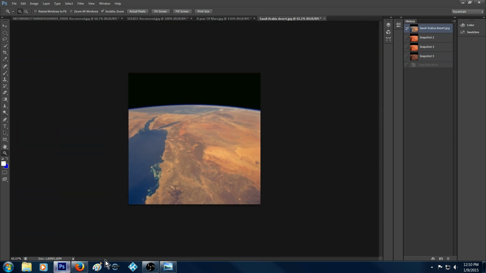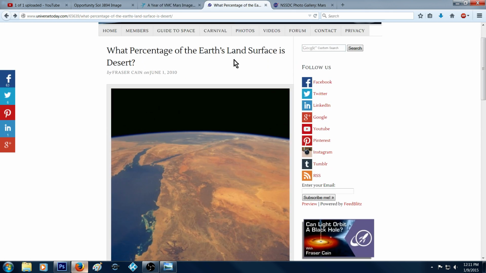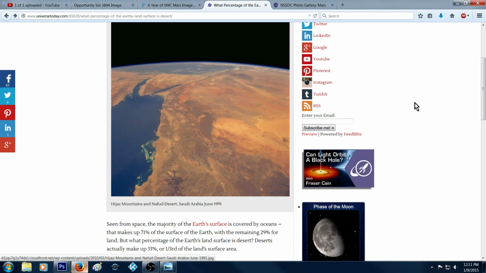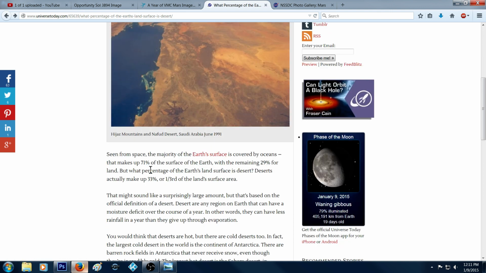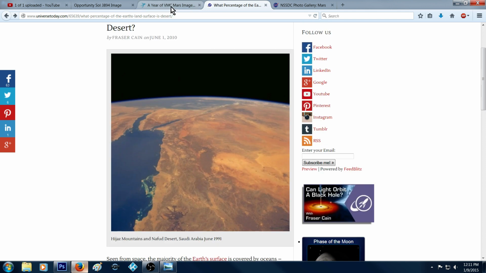And that you can find right here because this is actually a pretty cool site. It shows what percentage of Earth's land surface is desert. And if it's 29% water, 71%, I'm sorry, I had it backwards. 71% is oceans and 29% is land. And of course it varies. This might be a surprisingly large amount, but that's based on the official definition of desert. Like it says, if it has a drought in a particular area for long periods of time, that could be a desert. So it could change the percentage with no problem at all.